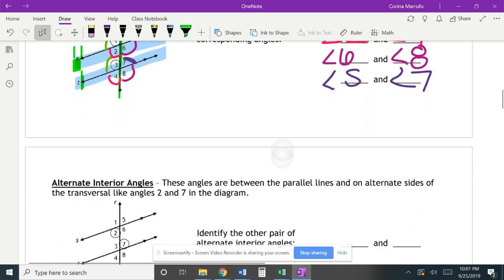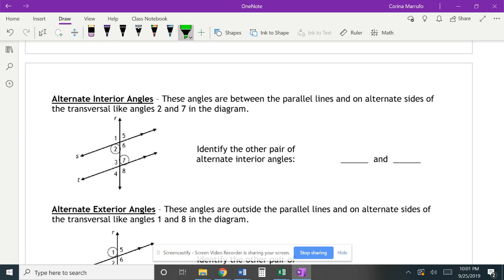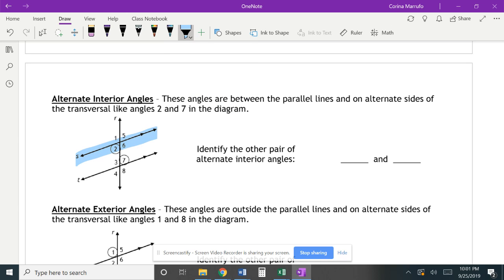Okay. So alternate interior angles. So this next one is these angles are between the parallel lines and on alternate sides of the transversal, like angles 2 and 7 in the diagram. Identify the other pair of alternate interior angles. So here, if we see our two parallel lines, these are our parallel lines, S and T. And so if you notice, this is the inside. Okay, this is the inside of the parallel lines. So that is considered your interior.